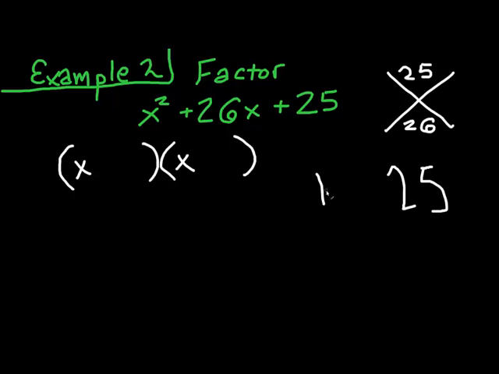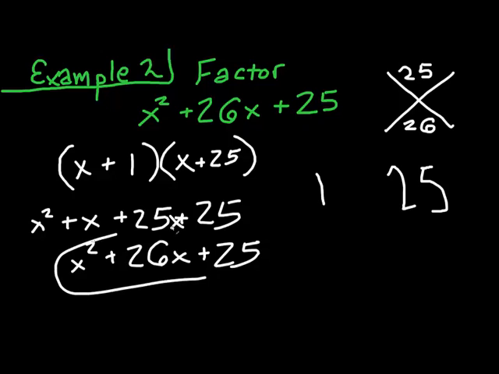1 times 25 equals 25. They're both positive numbers, okay, guys? So we know x plus 1 and x plus 25 are going to be our correct answer. And I'll go ahead and just FOIL it out really quick for you guys, just so we can make sure that we did it right. Okay, guys, let's move on to our next example.